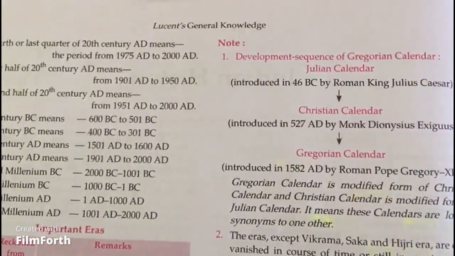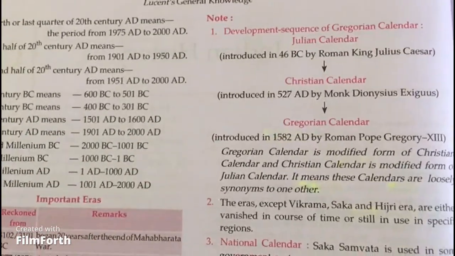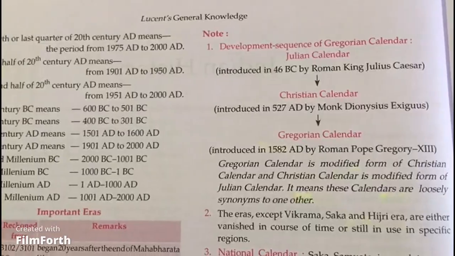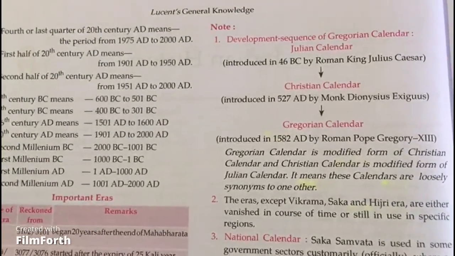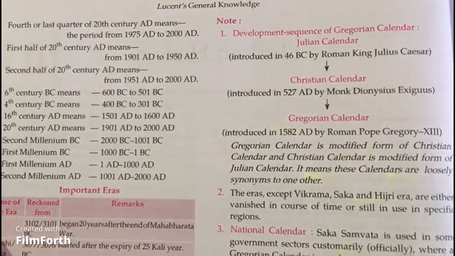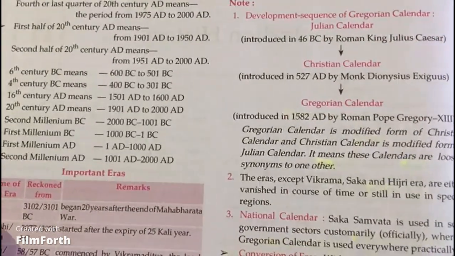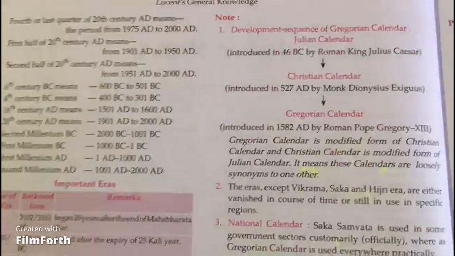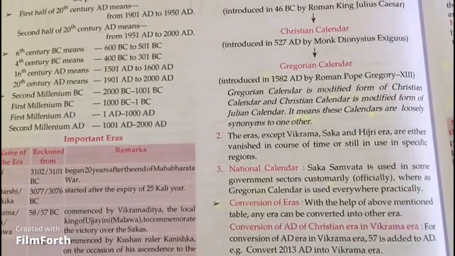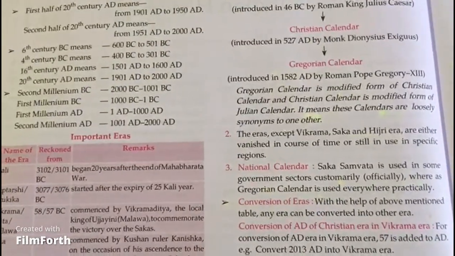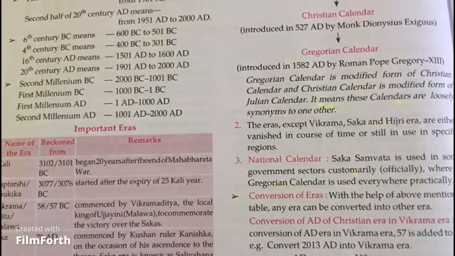Gregorian calendar was introduced in 1582 AD by Roman Pope Gregory XIII. Gregorian calendar is a modified form of the Christian calendar, and the Christian calendar is a modified form of the Julian calendar. It means these calendars are loosely synonymous to one another. The eras except Vikrama, Saka and Hijri are either vanished in course of time or still in use for specific reasons. National calendar Saka Samvat is used in some government sectors customarily, whereas the Gregorian calendar is used everywhere practically.